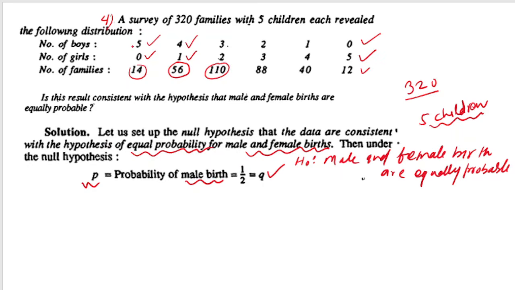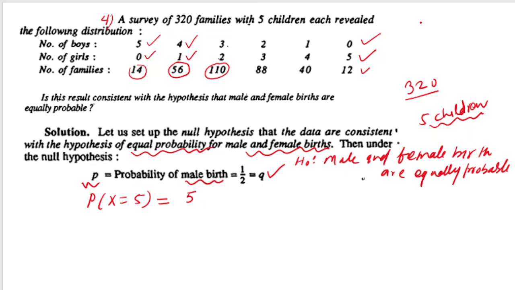So to find the probability that a family with 5 children will have all 5 boys, I will calculate the probability for x is equal to 5. So out of 5 children, all are boys.